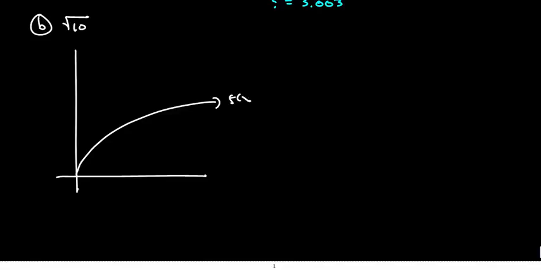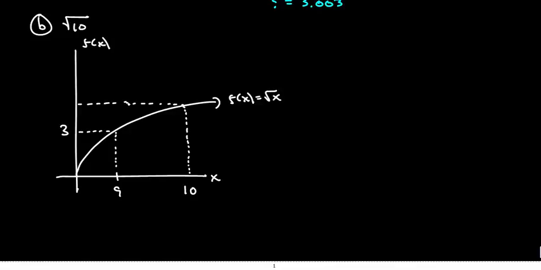So f of x is equal to the square root of x. If here is 9, not to scale, and we come up, we know that the square root of that is 3. Now, here is 10, and we know that this guy up here is the square root of 10. And that's actually what we're looking for. We're looking for an approximation for the square root of 10.